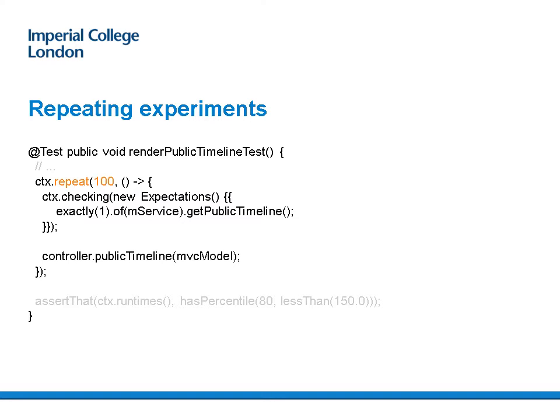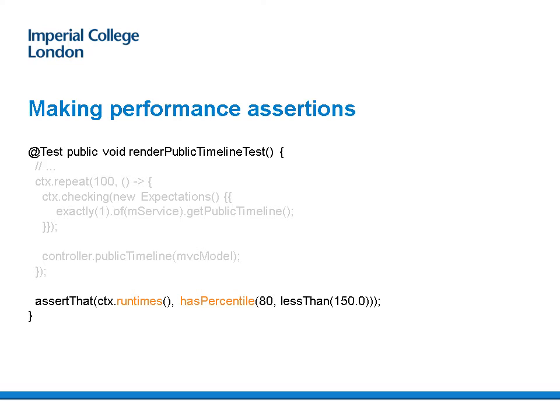So to support this, perfmock provides a new method called repeat, which allows you to run a small test kernel a large number of times, grouped together as a single experiment. So the first parameter is just the number of times to repeat, and the second parameter is the test kernel, passed as a lambda function. perfmock also provides statistical performance assertions, and this is what allows developers to specify upper bounds on the execution times of tests.